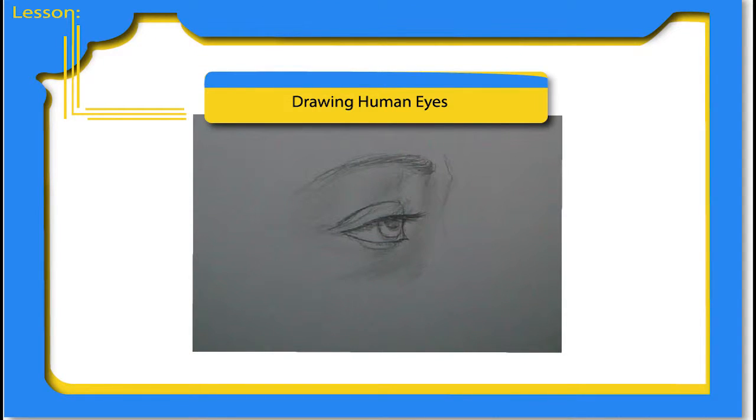Welcome to this lesson. In this part, we will study how to draw human eyes. The objective of completing this lesson: first, you will know and understand how to draw basic human eyes. Second, you will know the surface anatomy of human eyes. So let's get started.